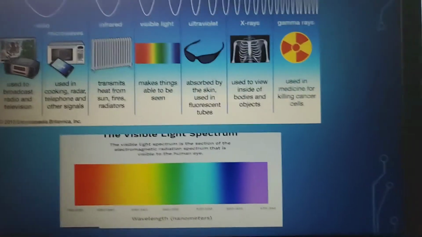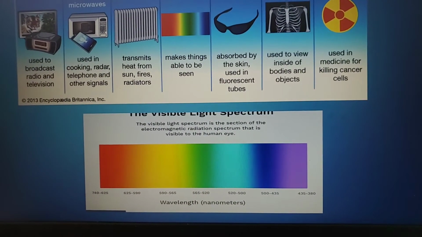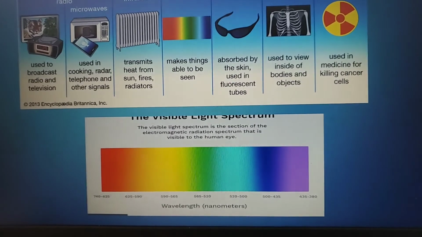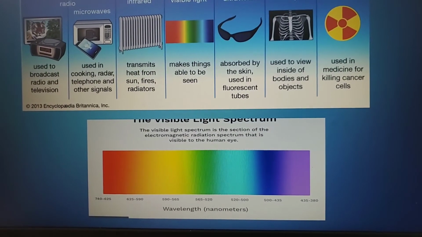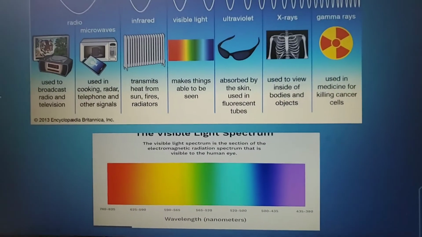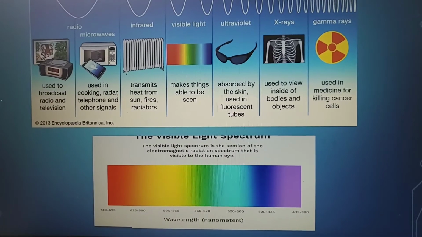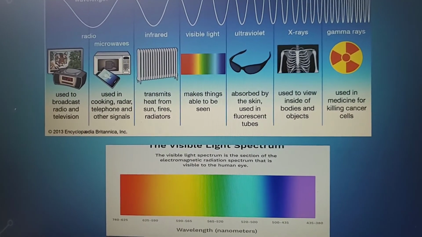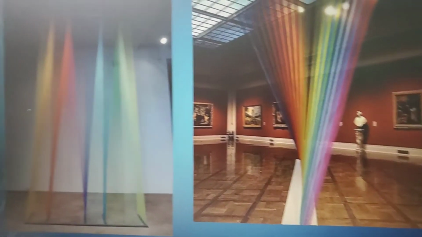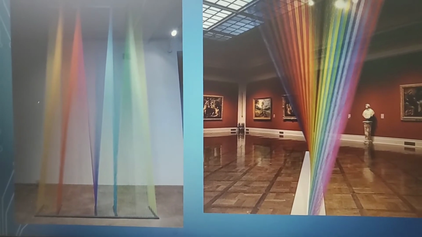There it is, the visible light spectrum. So the visible light spectrum is the section of the electromagnetic radiation spectrum that is visible to the human eye. So that is what we can see. The visible light right there. Now, I want you to remember this when I start showing you some of his work. See? Can you tell how he's inspired by that, by his artwork?